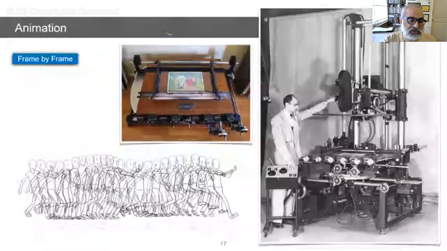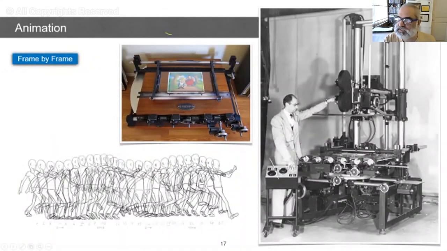Here is an example of how we used to shoot films in the earlier days. This is a still frame camera. This is how big the camera setup used to be. And that's a movement of a person moving or walking. 25 frames, a walk cycle has been created. Multiple drawings, 25 drawings to show a person walking frame by frame.